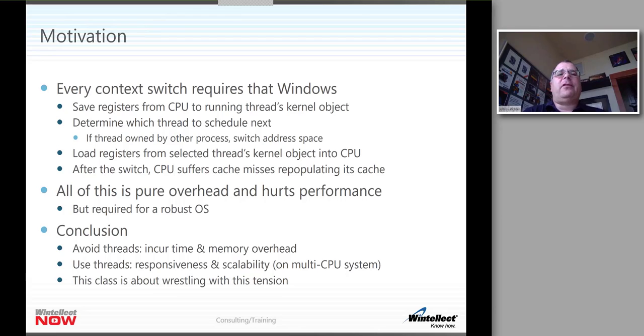A lot of times people ask me, what is the time required to do a context switch? I don't have an exact number for you there, and it varies from one CPU architecture to another. It also varies depending on whether it's a 2 gigahertz processor or a 3 gigahertz processor. But as it turns out, the performance hit of the context switch itself is not really the worst part of the performance hit. The worst part of the performance hit is when the CPU suffers the cache misses while repopulating its cache. And that's what makes the perf hit particularly bad.